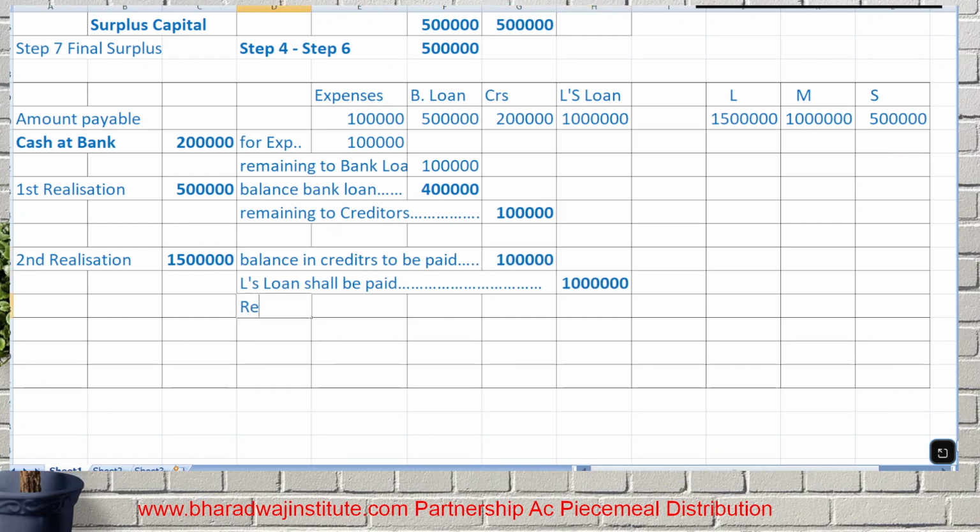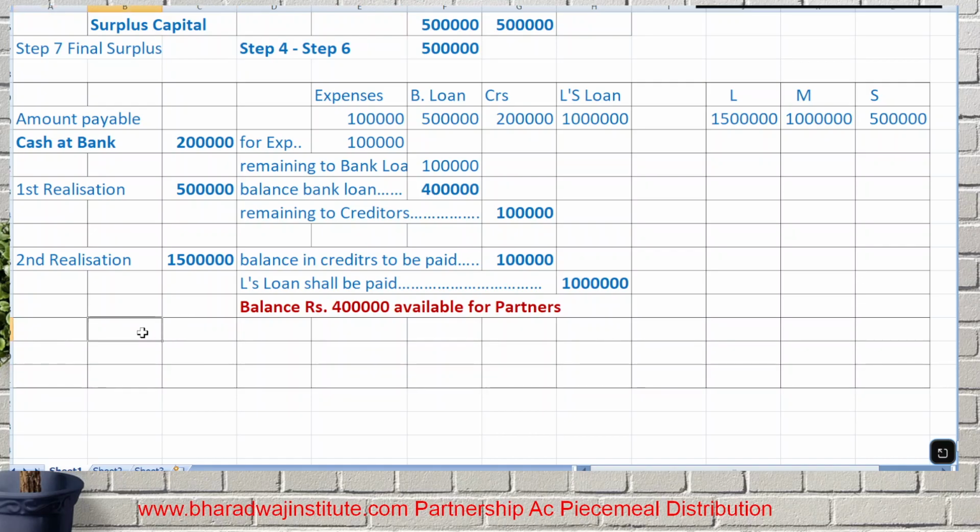Now the remaining balance, how much is available? Rupees 4 lakhs is available for partners. The balance 4 lakhs is available for partners.